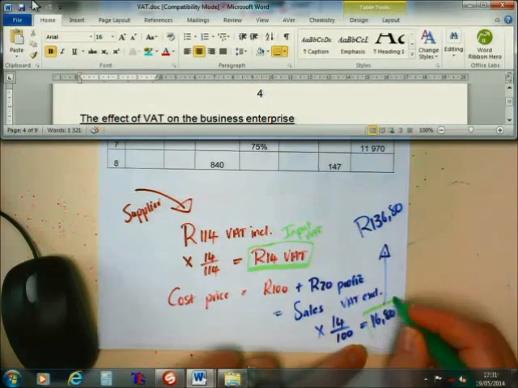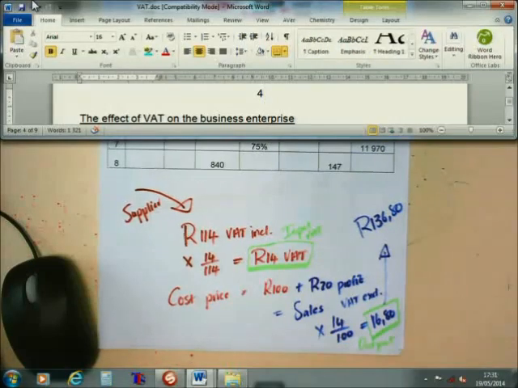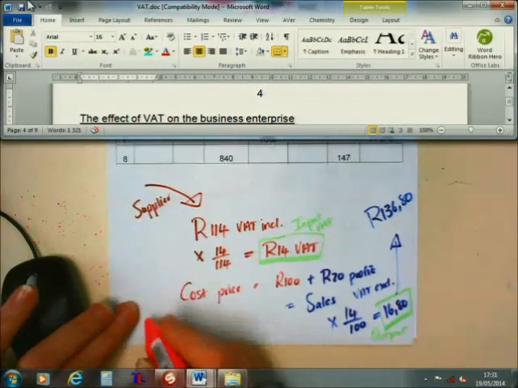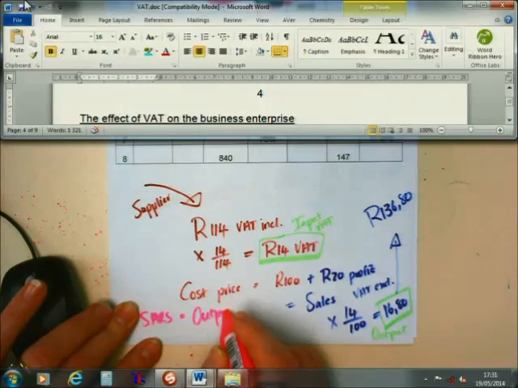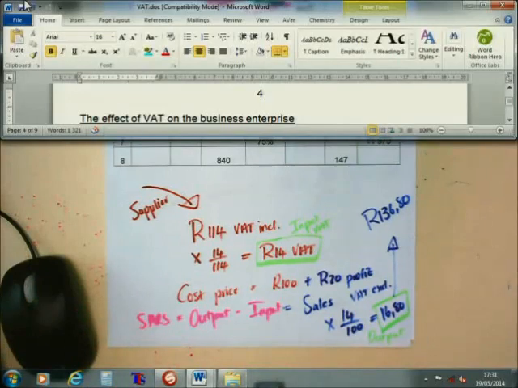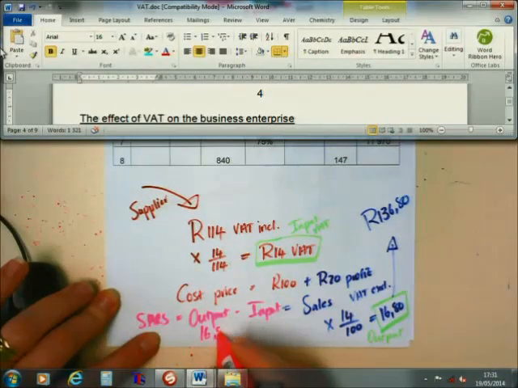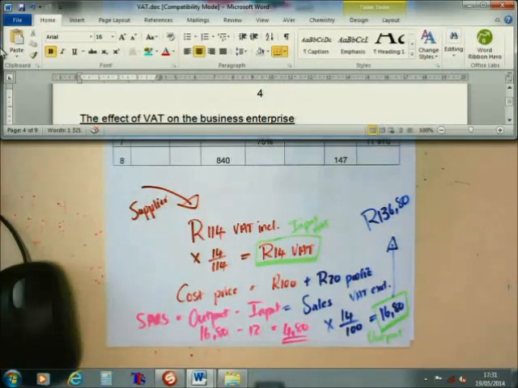This is your output VAT. Why is that output VAT? Because when the goods go out, we talk about output VAT. So by the end of the day, what are we going to pay over to source? Output tax minus input tax. And in this case, it's 16 Rand 80 minus 14 Rand, and that gives us 2 Rand 80. We can pay over to source.